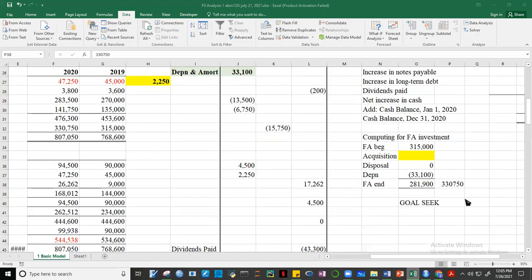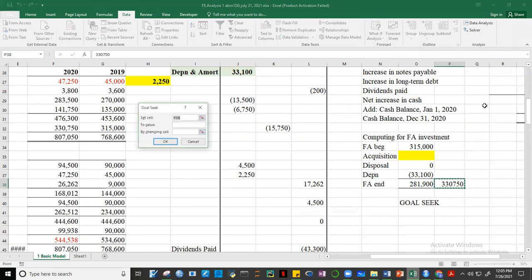Okay, so let's click this, what if analysis. And then meron tayong tatlong options dito: scenario manager, goal seek, data table. Yung data table, guys, gagamitin natin to in the future. Pero ang gagamitin natin ngayon, goal seek. So let's click this.